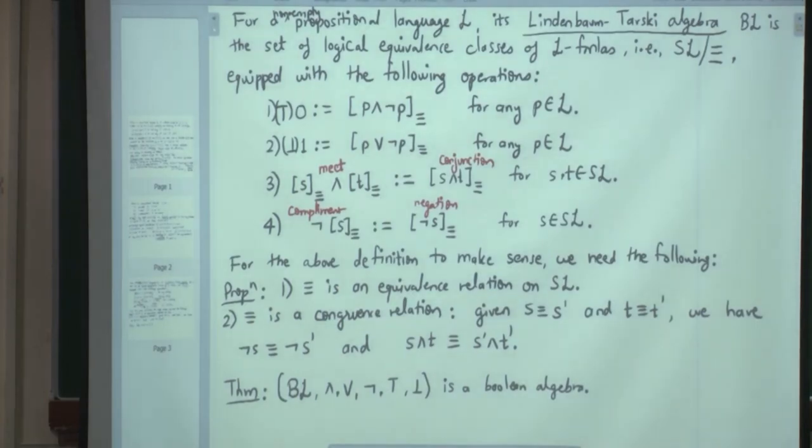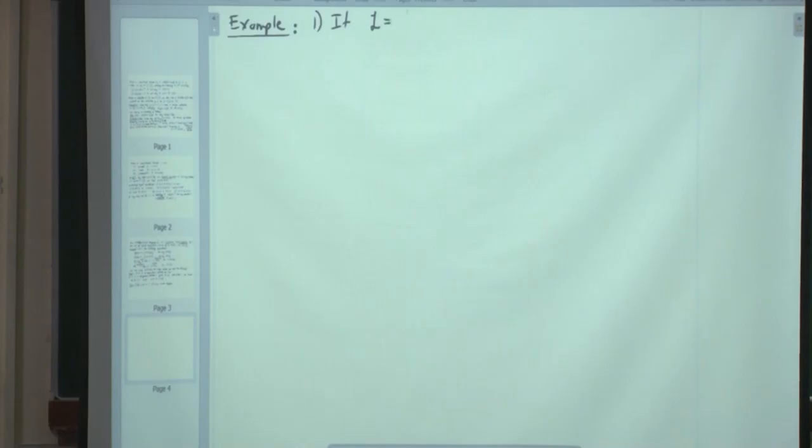Okay, if you have a Boolean algebra, then first we need to look at some examples. So, examples. First example, if L is equal to singleton P, then how many classes are there? How many logical equivalence classes of L formulas are there? Four. Yeah. What four classes?